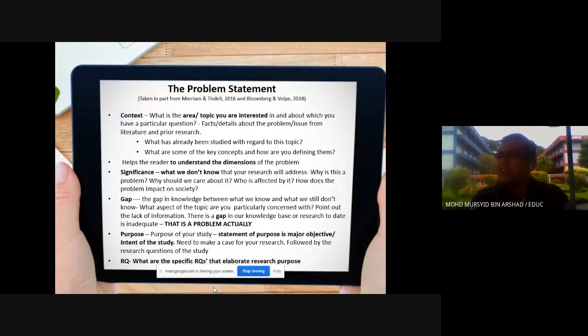Okay, once you finish the context, now you slowly move to the significance, all right? So the significance is the second part. What we don't know, which your research will address. Why is this a problem? Why should we care about it? Who is affected by it? How does the problem impact society?